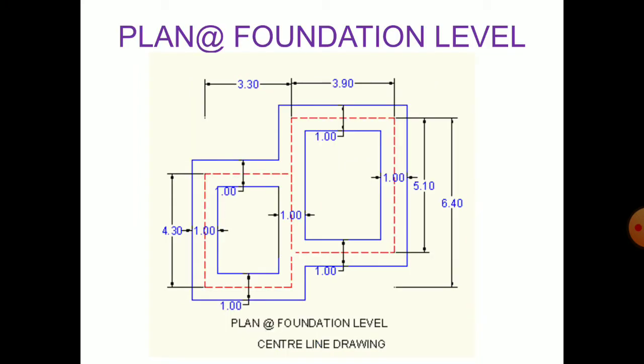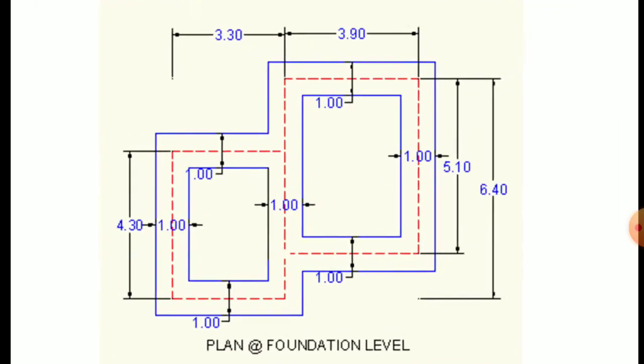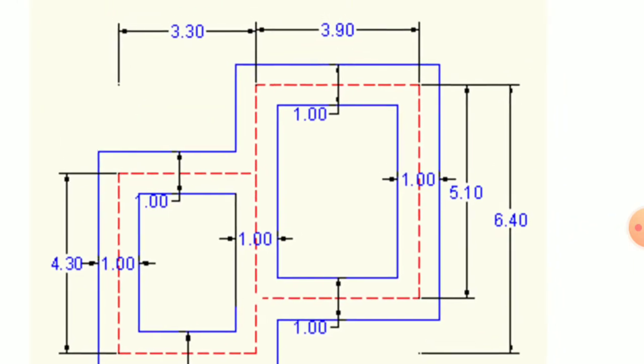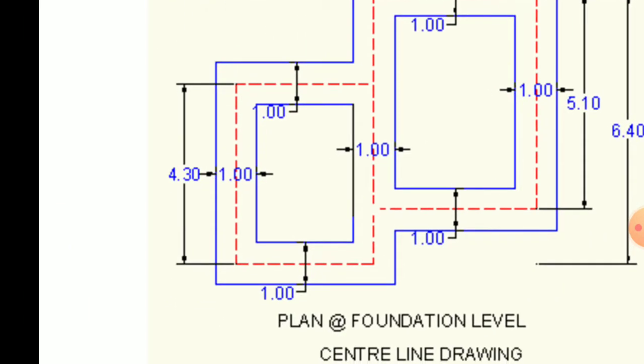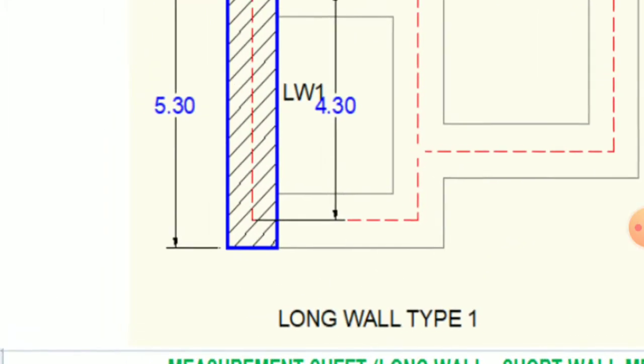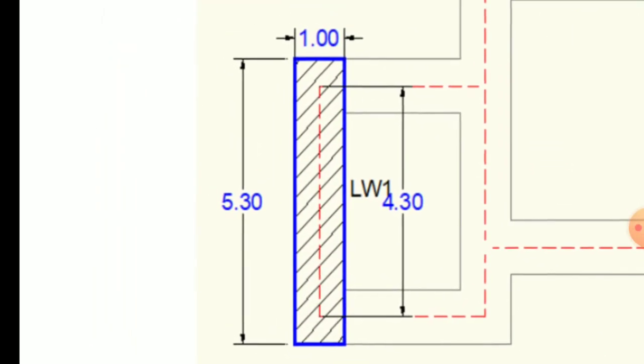So if I draw the plan at foundation level, this is the foundation level. Width of the foundation pit is 1 meter. Depth we will consider as 1.2 meter. So you can see the red one indicates the center line of the building. All dimensions are written, and the blue line indicates the foundation pit.